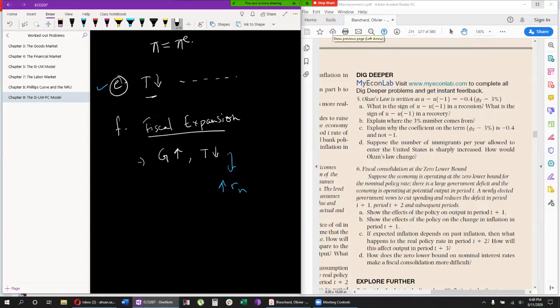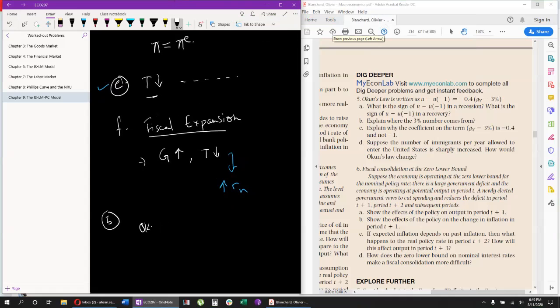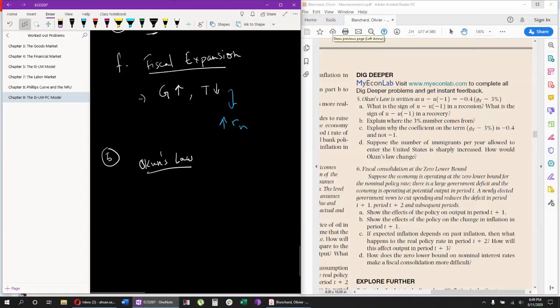So let's start with number 5. Number 5 talks about Okun's Law. We haven't talked about Okun's Law during the lecture. This basically tells us that there is an inverse relationship between unemployment, change in unemployment, and growth.